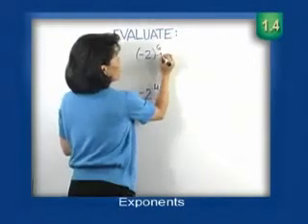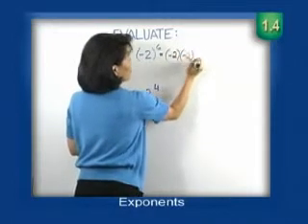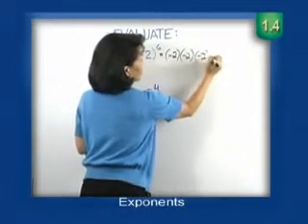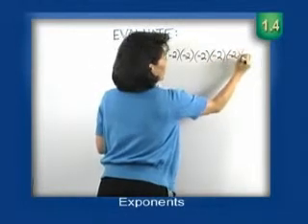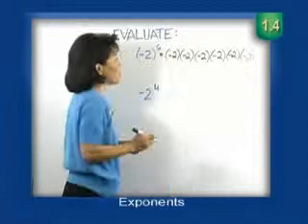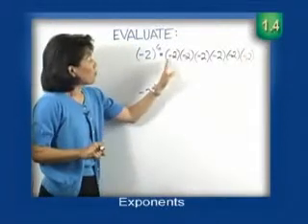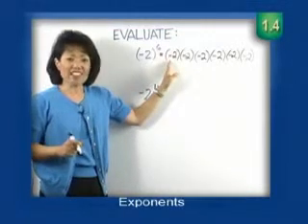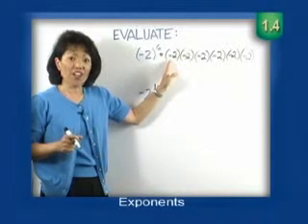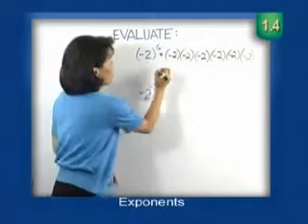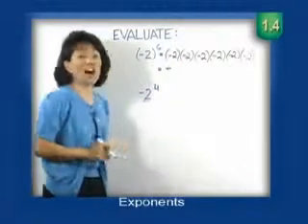This becomes negative 2 times negative 2 times negative 2 times negative 2 times negative 2 times negative 2. 1, 2, 3, 4, 5, 6. Now, remember our rule for multiplying signed numbers. If there's an even number of negative signs, our product is positive. So that tells us, since we have 6 negative signs, we're going to end up with a positive number.